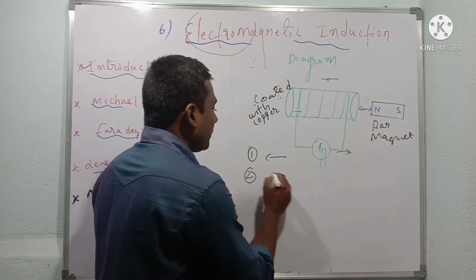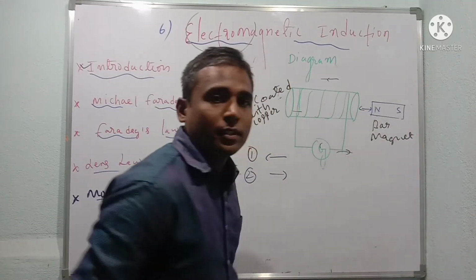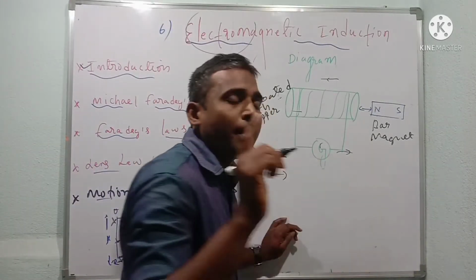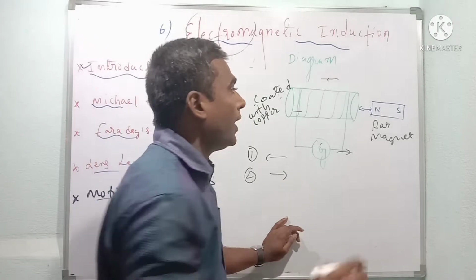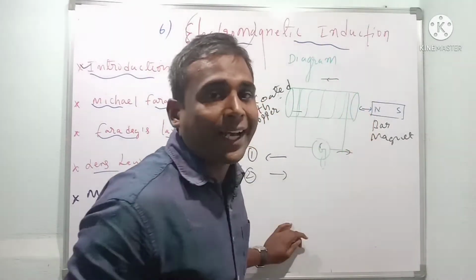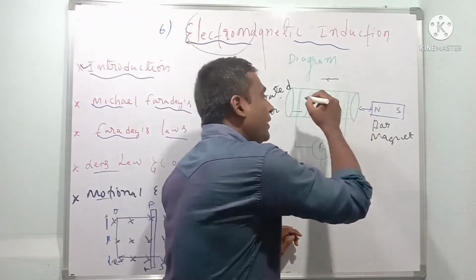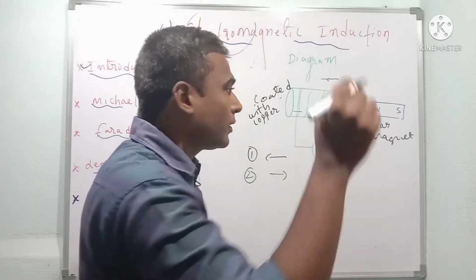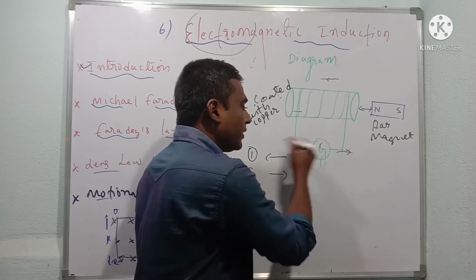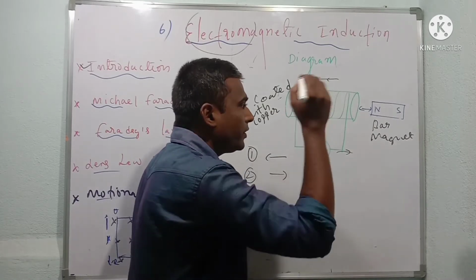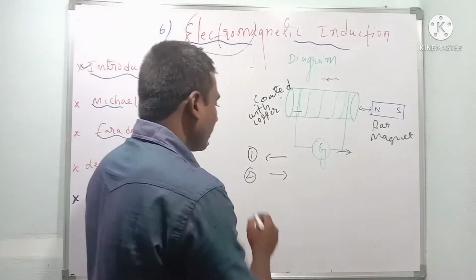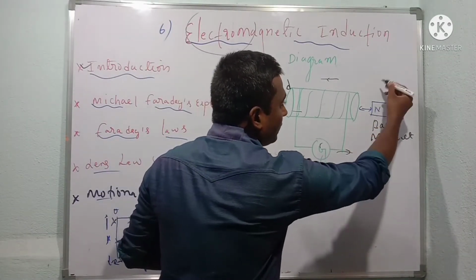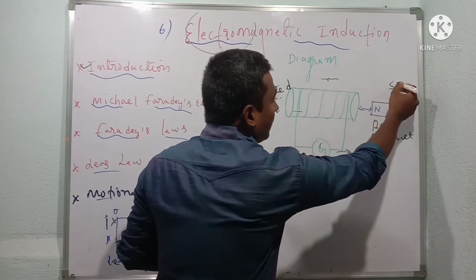So, second point, if I bring the magnet outside, again there is a deflection, but towards the right direction, and current is moving in the opposite direction. Deflection is on the opposite side, but current is still induced. This is the second case.